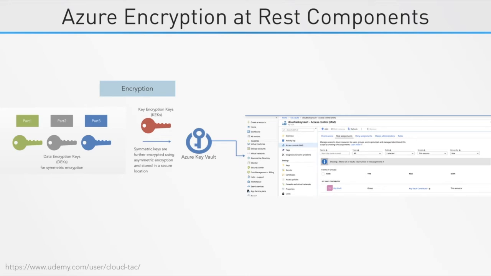Azure encryption at rest models use a key hierarchy made up of a data encryption key and a key encryption key. A data encryption key is a symmetric Advanced Encryption Standard 256-bit key used to encrypt a partition or block of data. A single resource may have many partitions and many data encryption keys. Encrypting each block of data with a different key makes cryptanalysis attacks more difficult.